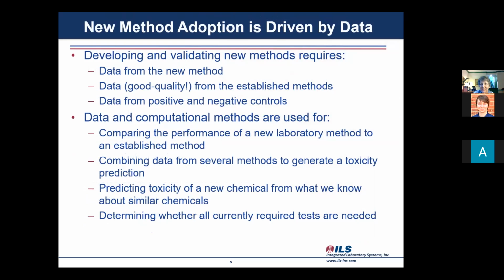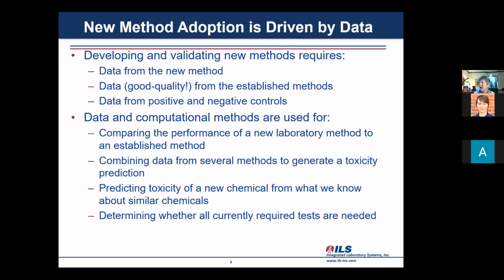I've mentioned the terms data and computation a lot so far in this talk, and that is what developing new methods requires, because to develop a new test tube method or new computational method, you need data from the new method, but you also need good quality data from the established methods to compare it to, as well as data from positive and negative controls, test chemicals that have a well-documented effect on your endpoint of interest.